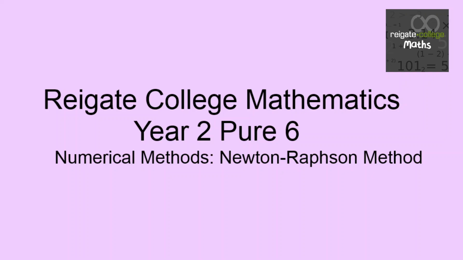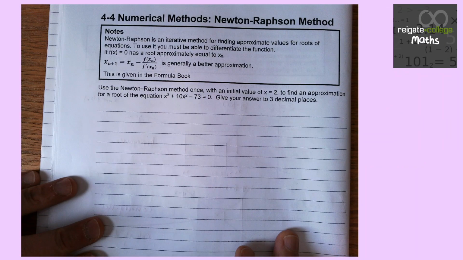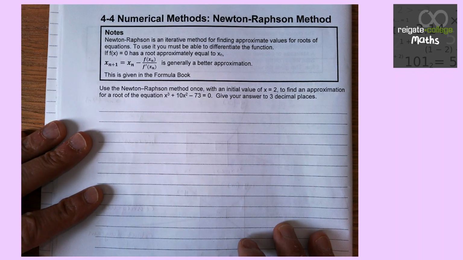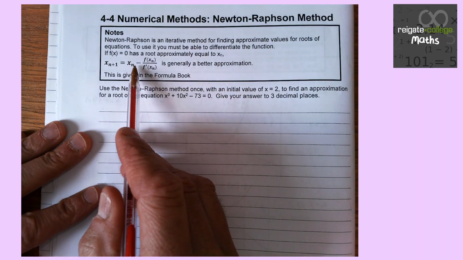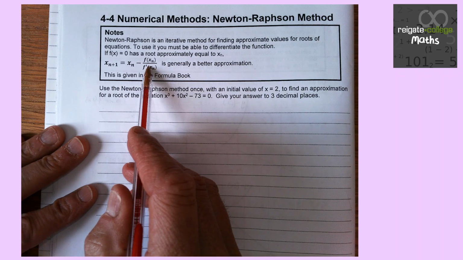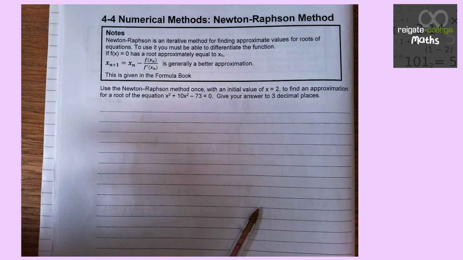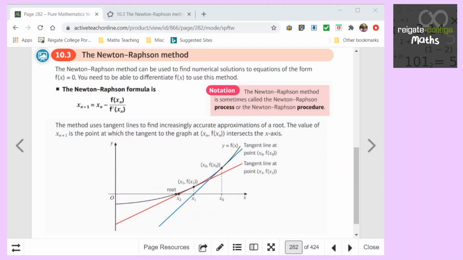This is Reigate College Maths Year 2, Pure 6, Numerical Methods, and we're covering the Newton-Raphson method. So the Newton-Raphson method is a way of getting an iterative formula. You're given this formula in the formula book, and the formula is based on using the gradient of the graph to find an improved estimate.